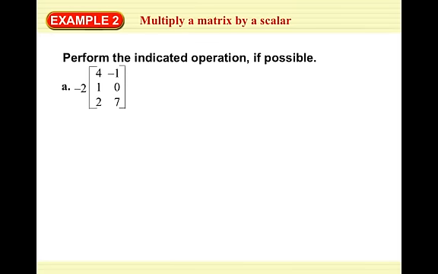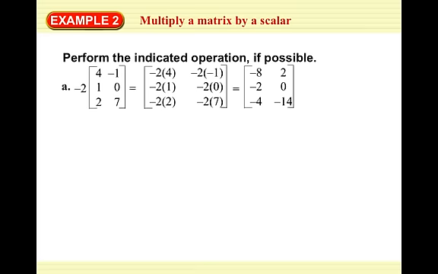So let's look at this. If I've got negative 2 times a matrix, I'm going to multiply every element in that matrix by negative 2. So I have negative 2 times 4, negative 2 times negative 1, negative 2 times 1, negative 2 times 0, negative 2 times 2, and negative 2 times 7, and the product goes in the corresponding spot. So we end up with a final matrix of negative 8, 2, negative 2, 0, negative 4, negative 14.